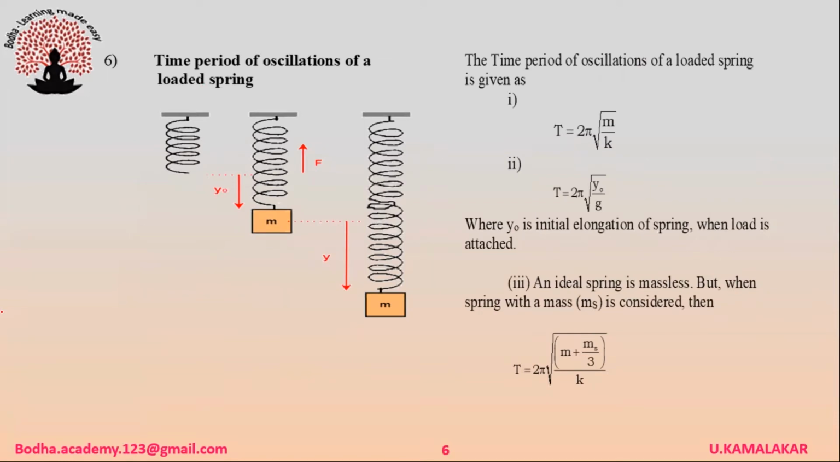The time period of oscillations of a loaded spring is given as T equals 2 pi into under root m by K. This formula can also be expressed as T equals 2 pi into under root y naught by g, where y naught is the initial elongation of the spring when the load is attached. An ideal spring is massless, but when a spring with mass is considered, the time period of oscillations of the loaded spring is given as T equals 2 pi into under root (M plus ms by 3) divided by K, where ms is the mass of the spring.